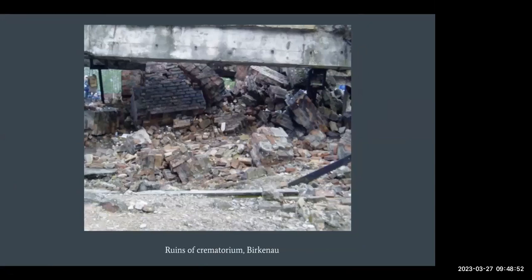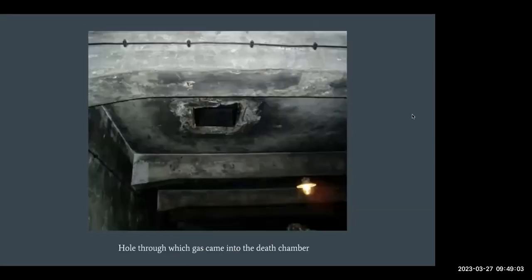This is the ruins of a crematorium in Birkenau. You see the bricks, which are charred permanently with thousands upon thousands of burnt bodies. This is the hole in the ceiling through which the Zyklon B gas would come into the death chamber.